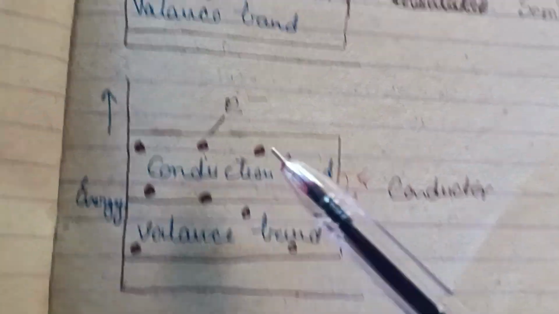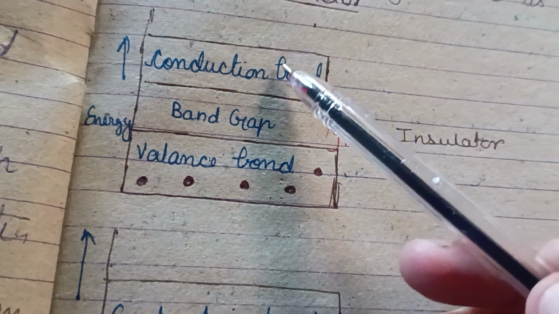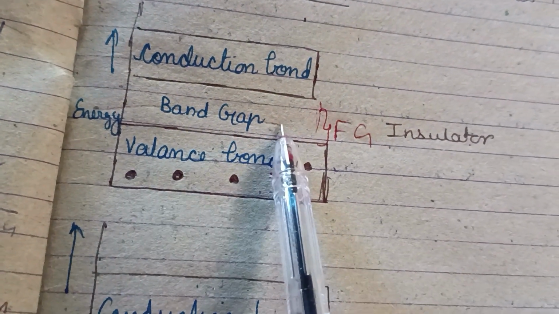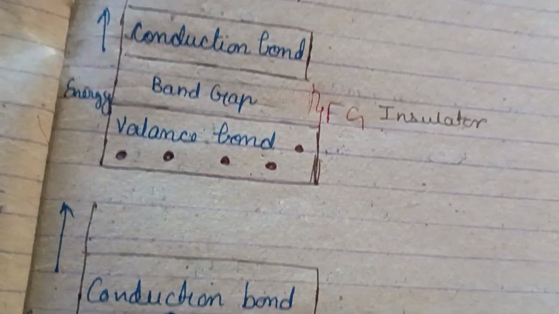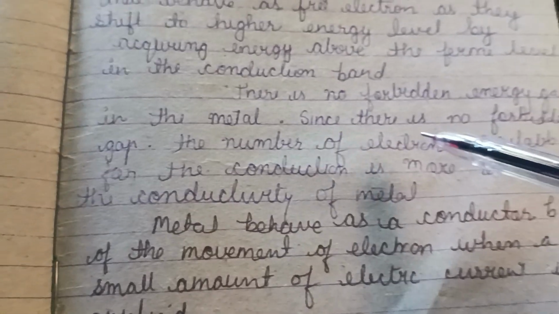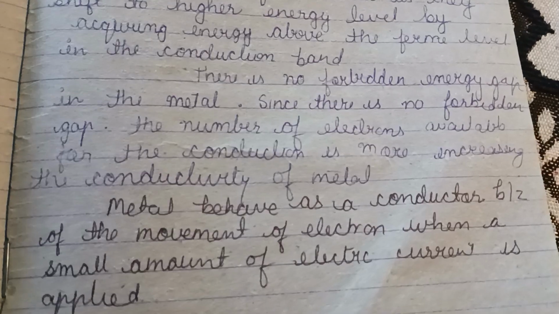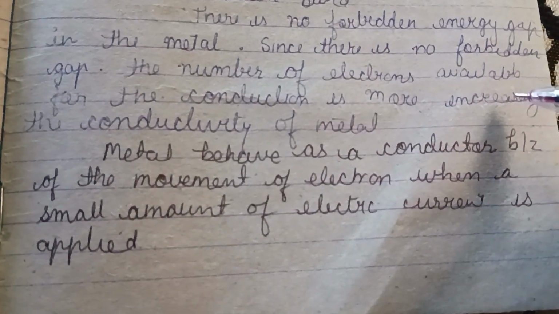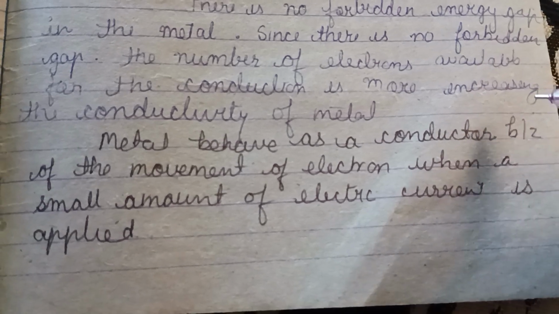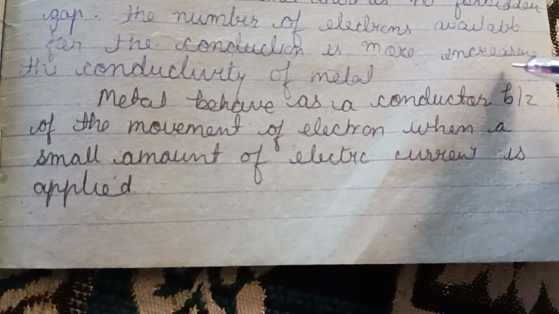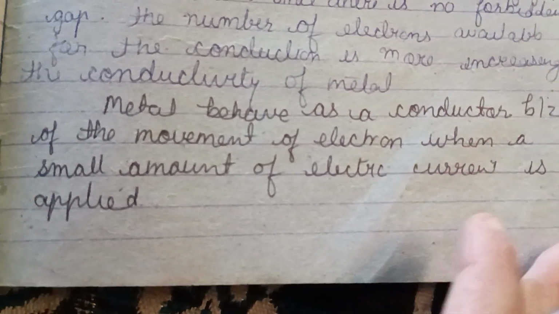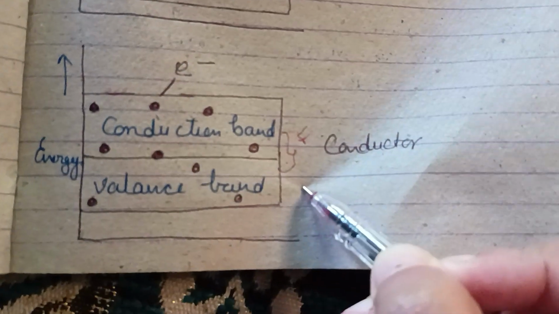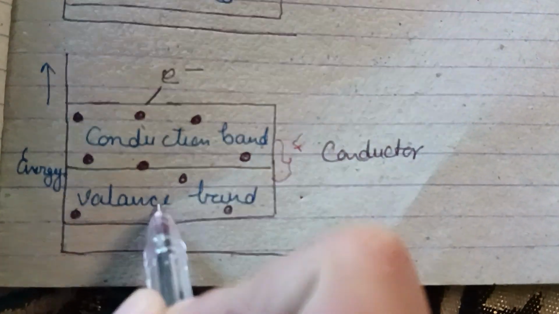So you can understand this is the valence band, this is the conduction band, and this middle part is the band gap or forbidden gap. There is an increasing level of energy. So there is no forbidden energy gap in the metal. Since there is no forbidden gap, the number of electrons available for conduction increases, and so does the conductivity of the metal. Metal behaves as a conductor because of the movement of electrons when a small amount of electric current is applied. So when we apply current here, electrons easily move from the valence band to the conduction band.